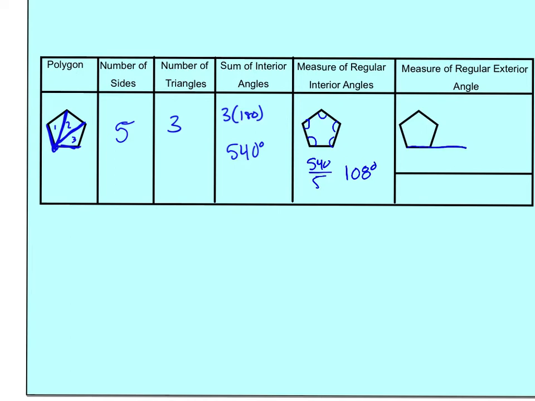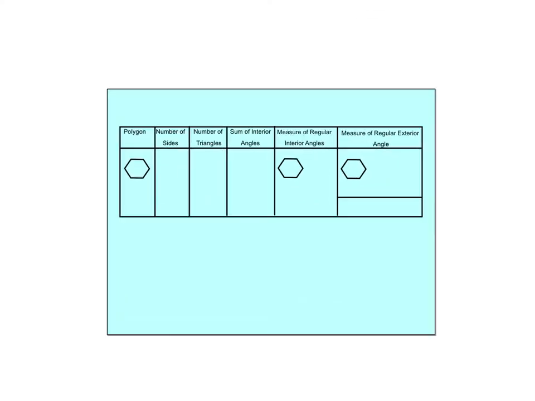So then for the exterior angle, I know the interior is 108. What is 180 minus 108? It is going to be 72 degrees. So it's going to be 180 minus 108, which is 72 degrees. Okay? So now let's go one more.